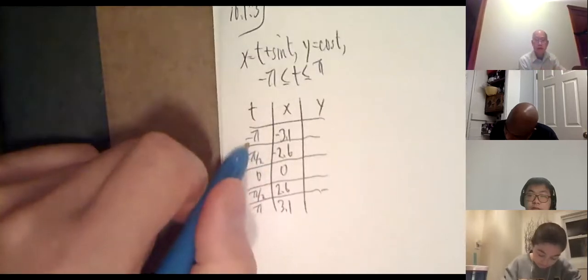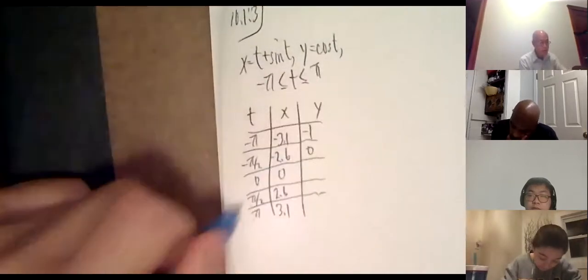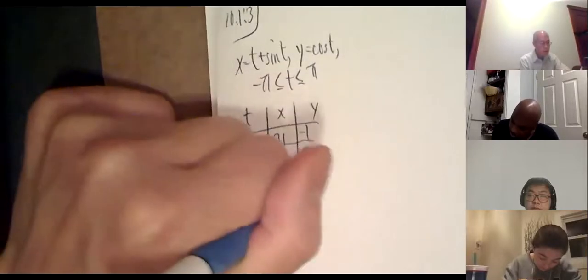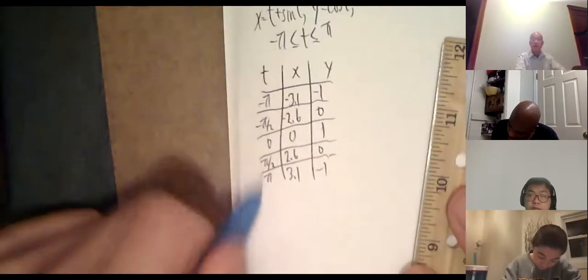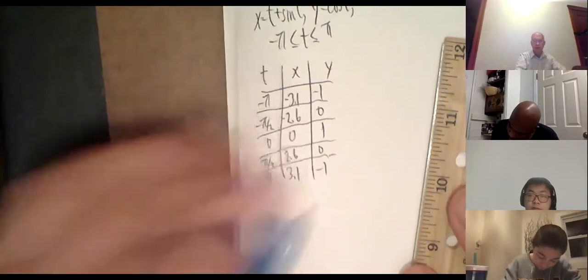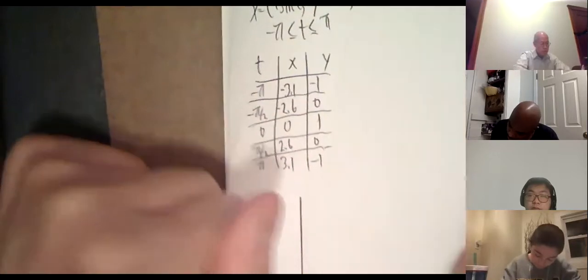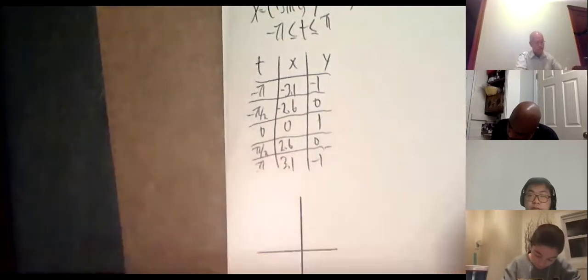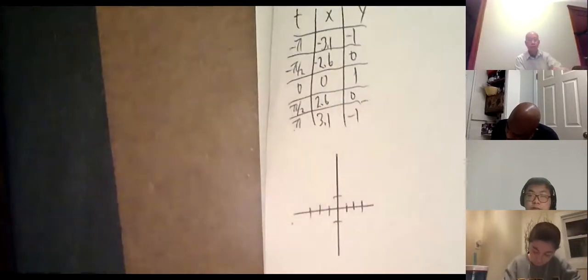Cosine of negative pi is negative 1, then 0, 1, 0, negative 1. Then I just plot x versus y. How far do I have to go? Just a little bit more than 3. I might as well just plot 3 and go a little bit farther. 1, 2, 3. And for this one, I only have to go 1 and negative 1.